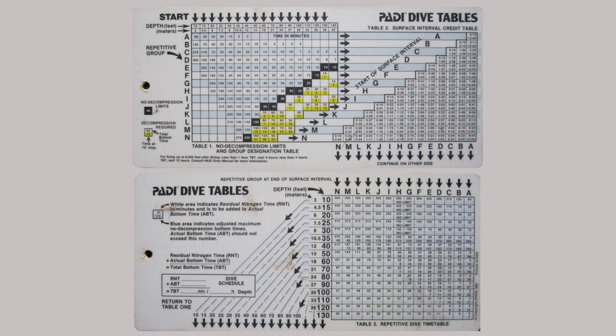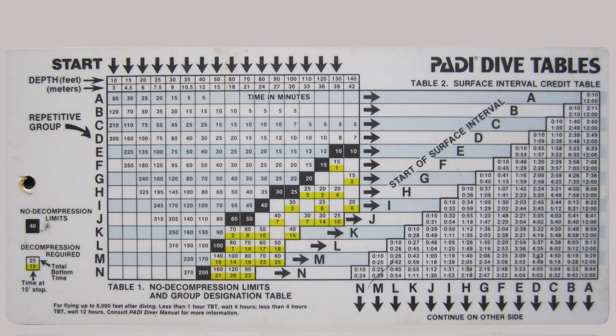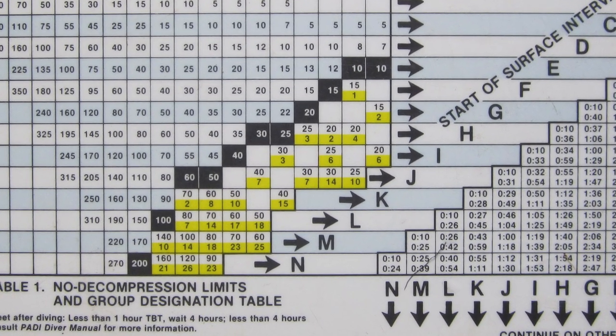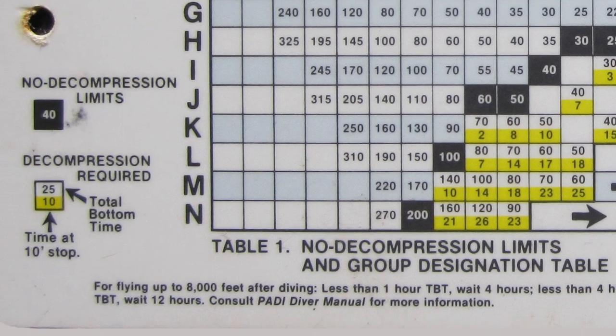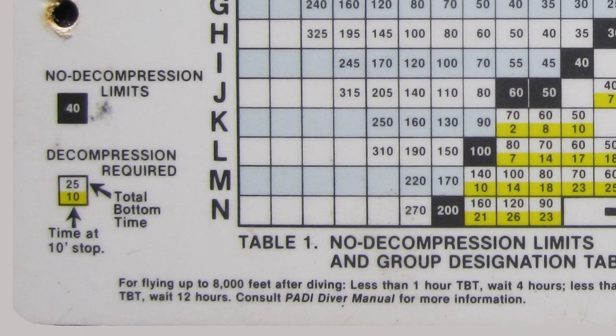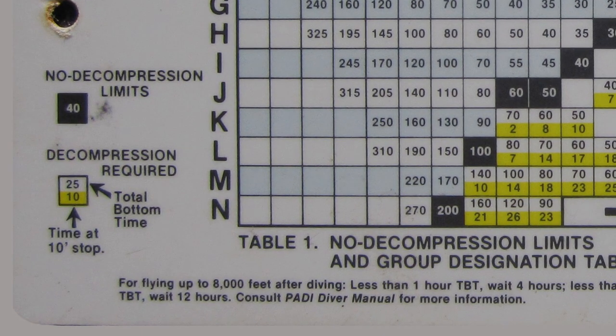Back in 1983, I received this PADI repetitive dive table when I did my open water course with PADI. You probably can't tell, but the NDL, no decompression limits, are actually longer than on the PADI repetitive dive table today. And what are those yellow boxes, you ask? Oh yeah, we were taught how to do a decompression stop in case we stayed too long. So conservatism isn't a new thing if you look at how new divers are taught today.